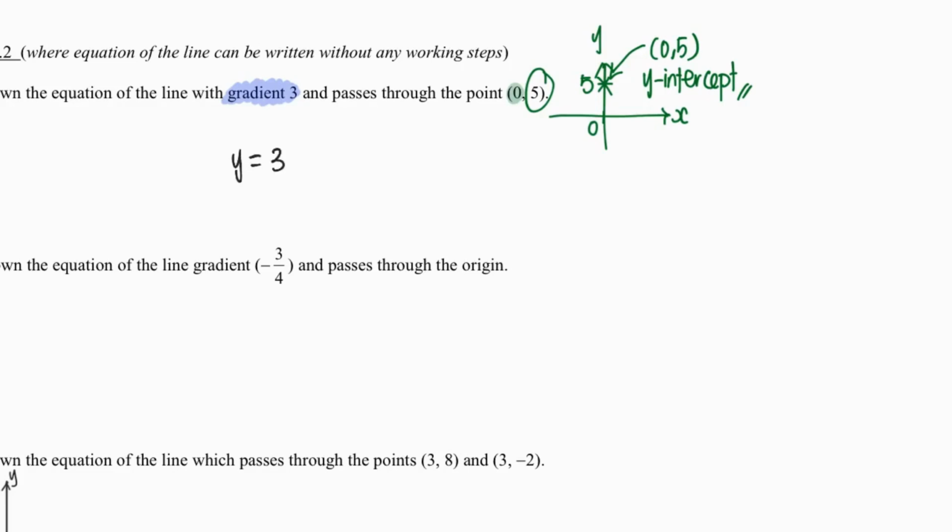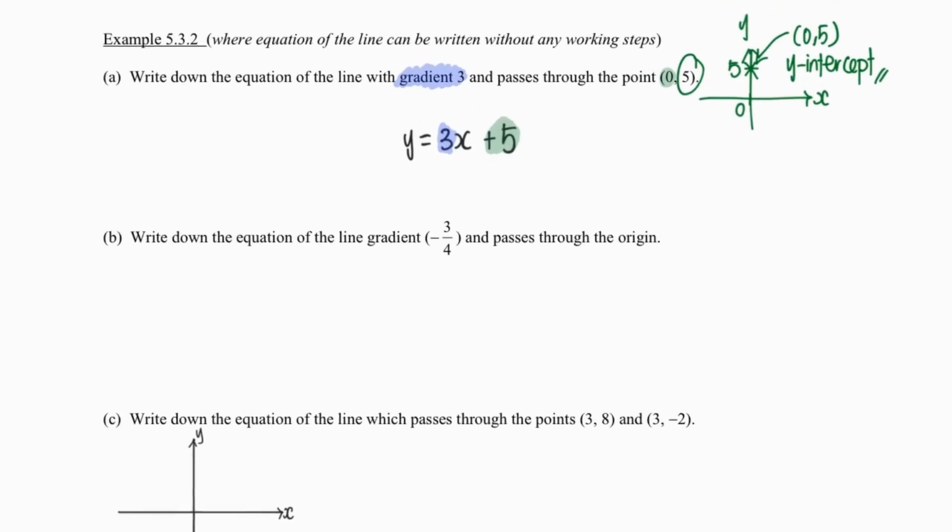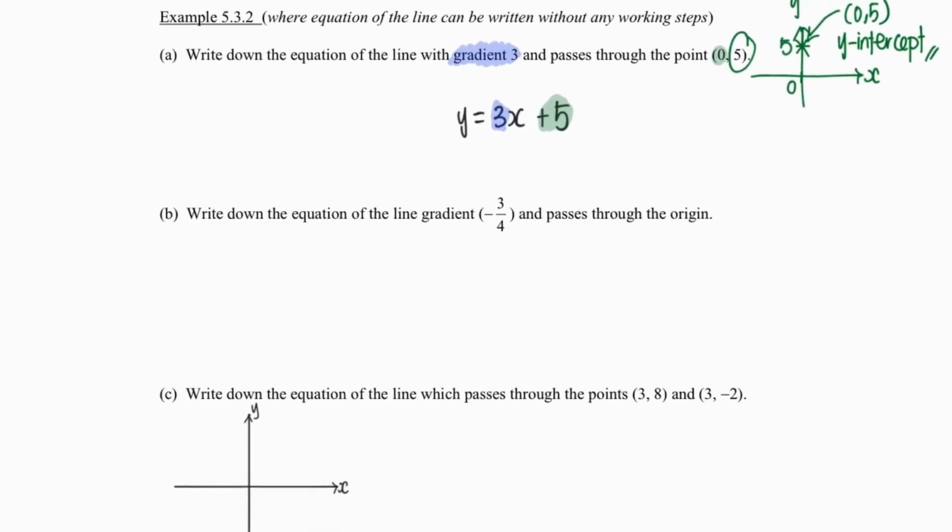Y equals to 3x plus 5. 3 is my gradient, positive 5 is my y-intercept. That's why no working is required. Let's move on to part B.